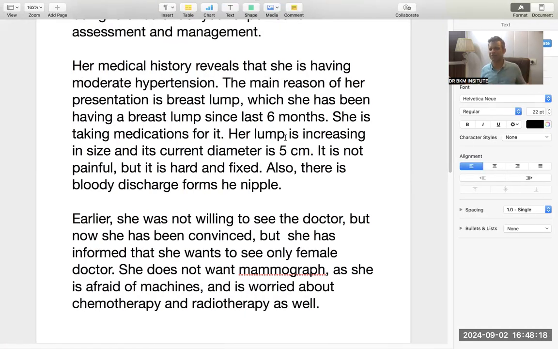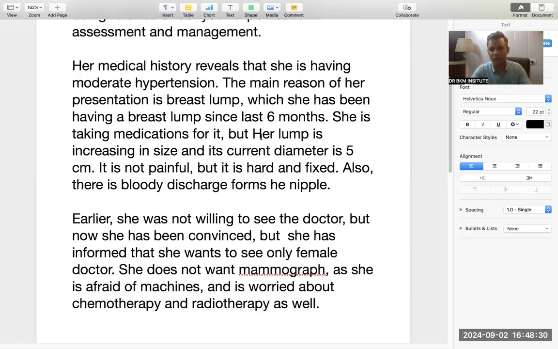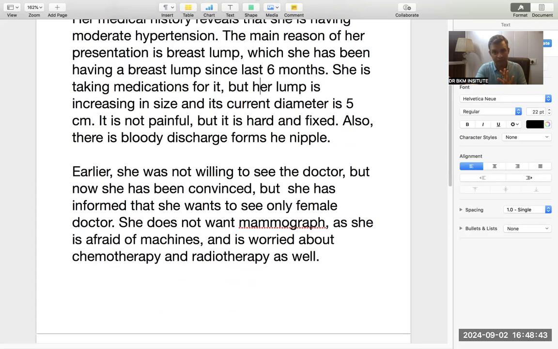So I said her medical history, the main reason for her presentation is a breast lump, which she has been having for the last 6 months. She is taking medications for it. Now I can mix it with a connector. I can use a connector, positive, negative. Positive means she's taking medications. Negative means, but her lump is increasing in size and its current diameter is 5 centimeters. See, you will learn English when you repeat it. Copy paste it. Don't worry. Copy paste is a very good thing.